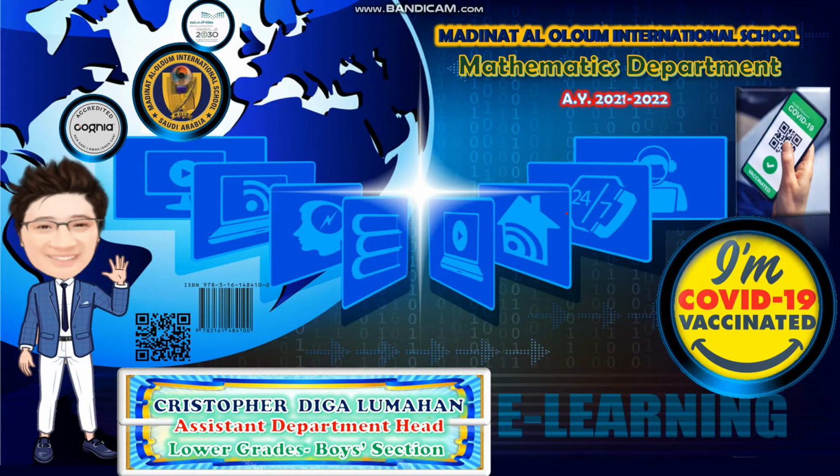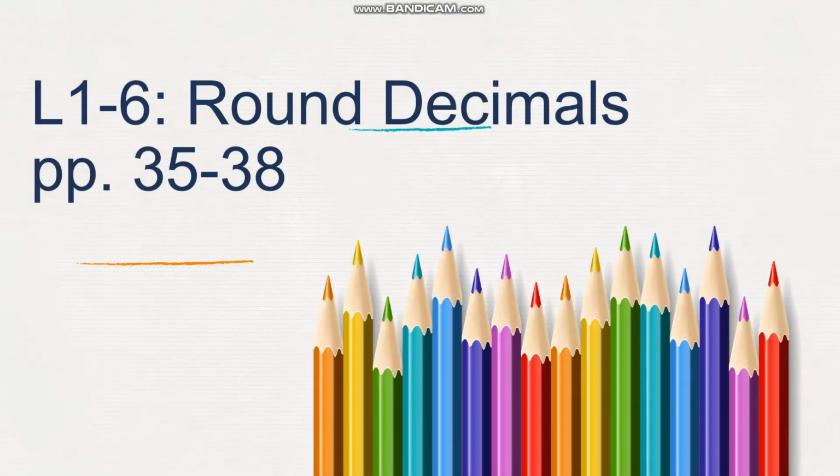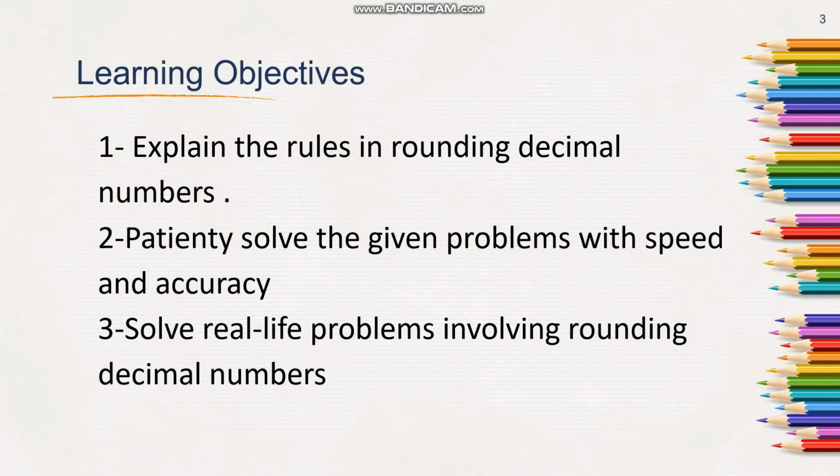Good morning, everyone. Our topic is rounding decimals. This is lesson 1.6, and you will find this lesson on pages 35 to 38 of your book. Here are the learning objectives for today's lesson.